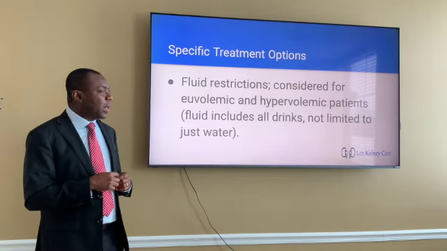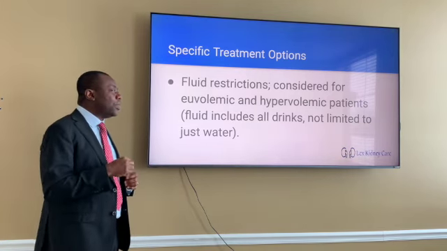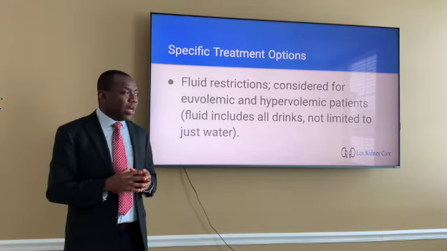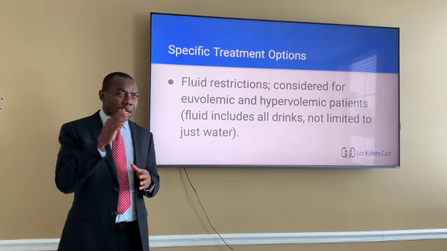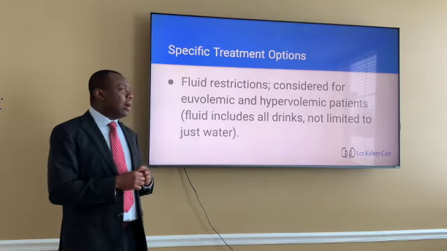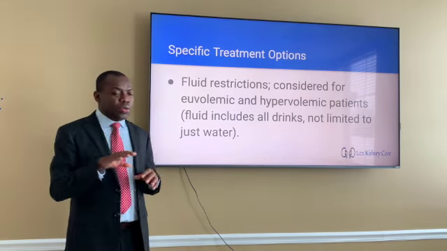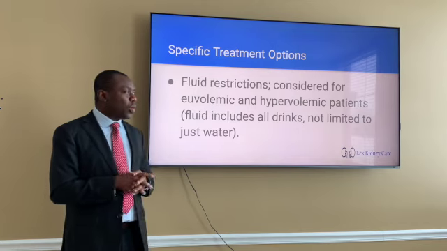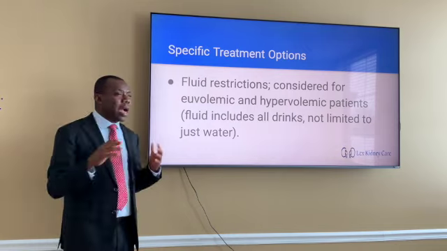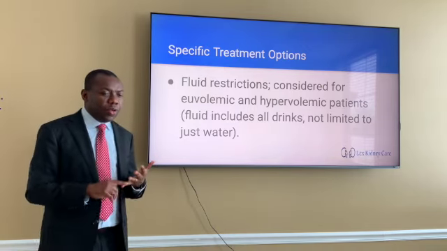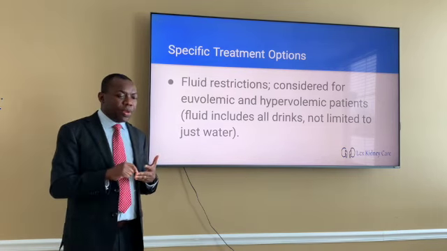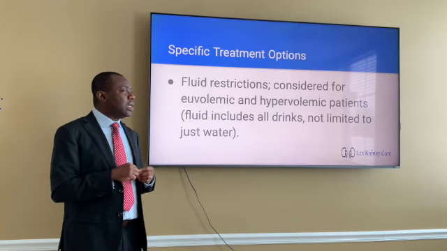Then, how do we manage it? This is really important, because before you even go into management, your biggest thing is to make a good diagnosis. Because if you don't make a good diagnosis of the etiology, then you will be managing it in a different way. One of the biggest things we do, if it is associated with hypovolemic hyponatremia, fluid restriction is a big thing that we use. So in euvolemic as well as hypovolemic patients, fluid restriction is the number one thing.